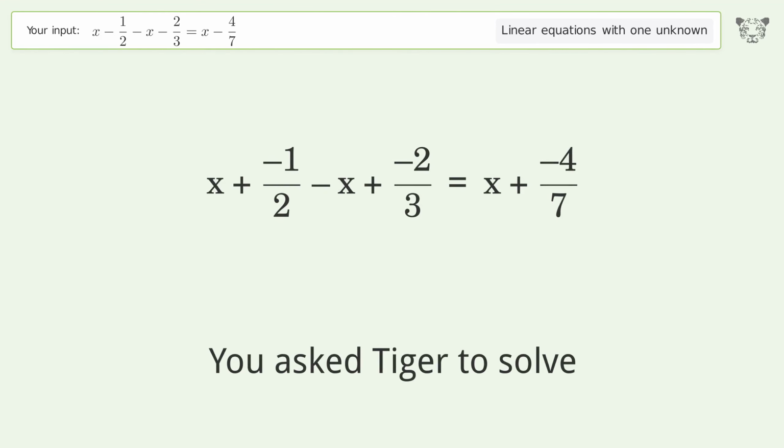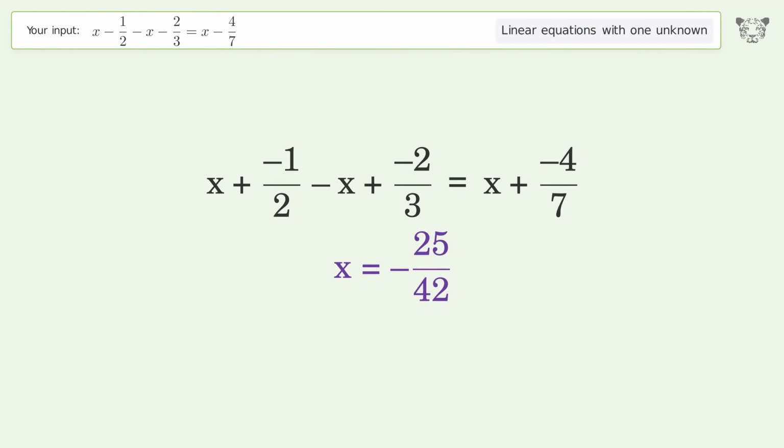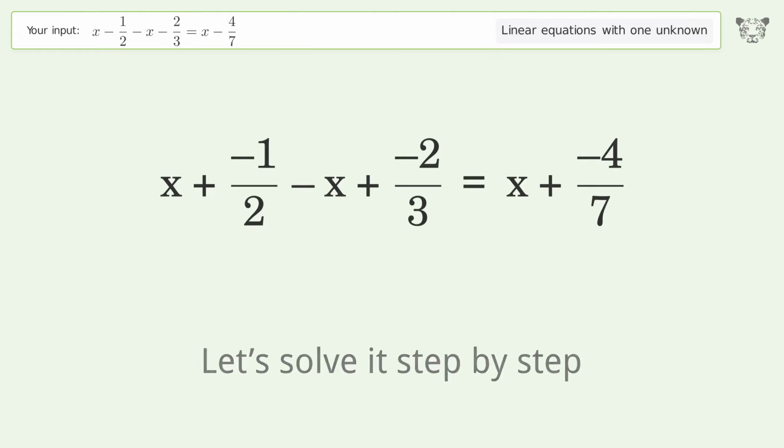You ask Tiger to solve. This deals with linear equations with one unknown. The final result is x equals negative 25/42. Let's solve it step by step.